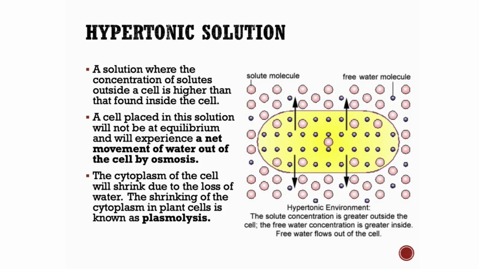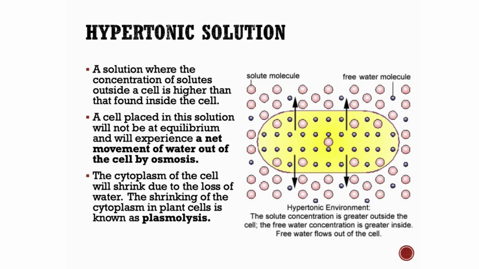When it comes to a hypertonic solution, it's a solution where the concentration of solutes outside the cell is higher than that found inside the cell. So a cell placed in this solution will not be at equilibrium and will experience a net movement of water out of the cell by osmosis. The cytoplasm of the cell will shrink due to the loss of water. The shrinking of the cytoplasm in a plant cell is known as plasmolysis. This is the hypertonic solution.